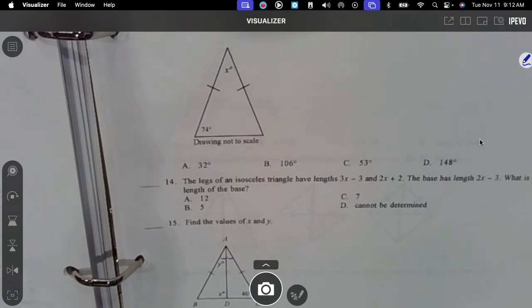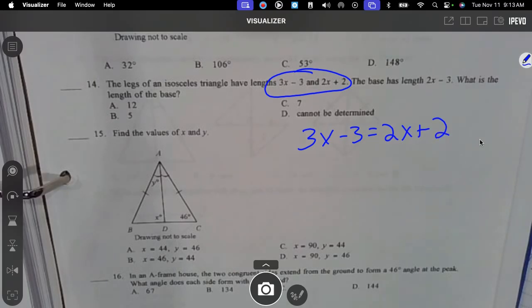Okay, it says the legs of an isosceles triangle have these two lengths, and then they give you the base length. All right, what do you know about the legs of an isosceles triangle? They're equal. So guess what I'm going to write? Those two legs are equal. So I'm going to take these two legs and put them equal. You have to know what it means to be an isosceles triangle. Then what do I do? I'm going to solve for x. It's not my answer, but I can use it.